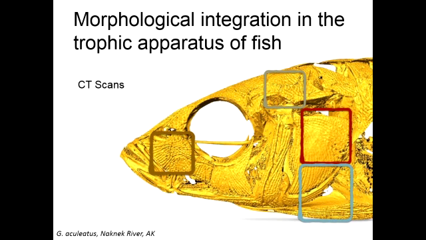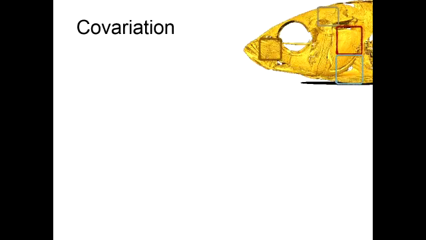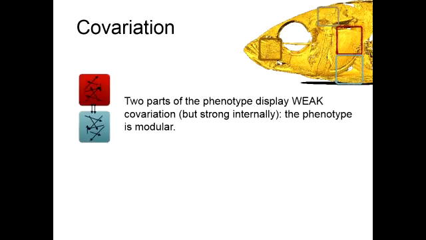And the focus right now is on what we refer to as the trophic apparatus. So this is the skull of the fish. When we talk about morphological integration, what we're really talking about is covariation between different aspects of the skull. So for instance, if we consider these regions of this trophic apparatus, the opercular region, the upper skull region, the jaw, if we find that two parts of the phenotype display weak covariation but are strong internally, then we would say the phenotype is modular.